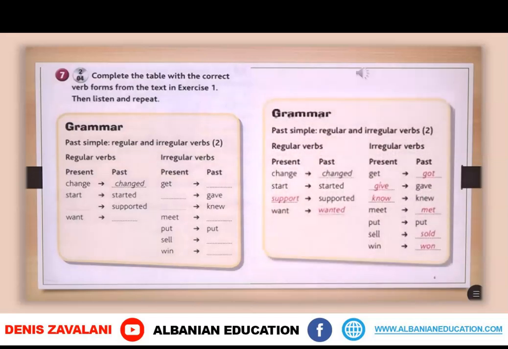Okay, now let's check if you did it right. So we have change, changed, start, started, support, supported, want, wanted, irregular ones, get, got, give, gave, know, knew, meet, met, put, put, sell, sold, and win, won.